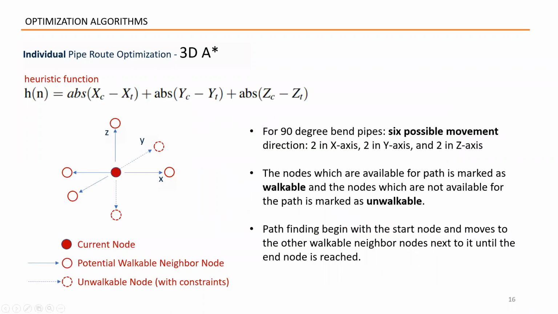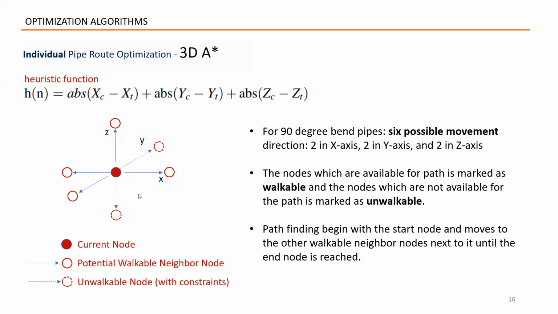To calculate this heuristic function, Hn, the 3D space is converted to a weighted graph. The nodes which are available for passing are marked as walkable, and the nodes which are not available for passing are marked unwalkable. Like I mentioned before, this study considered PEP routes in the straight direction along the coordinate axes. During each search iteration step in the 3D environment, there are 6 possible movement directions, 2 in x-axis, 2 in y, and 2 in z.